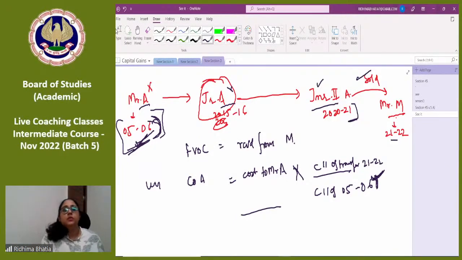ठीक है? And taxability again, जो period of holding कभी taxation के लिए आया ही नहीं, that period also you will take.